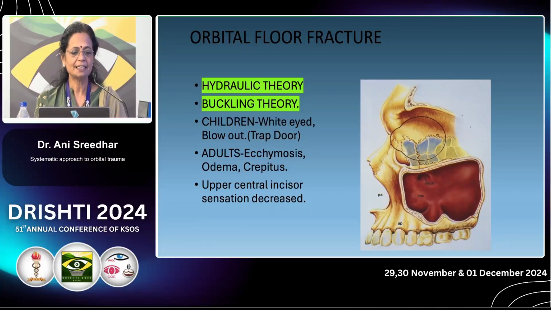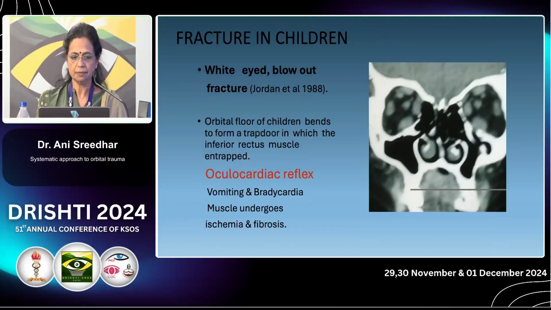In children, the fractures are white-eyed because the eye is white and quiet, and because in children it's a greenstick fracture like thing, where the bone just bends and then traps the inferior rectus in it and then closes. So there is no bleeding, there is no ecchymosis, it's a white-eyed fracture. But in adults, there will be ecchymosis, edema, crepitus, etc., because it's a large fracture.